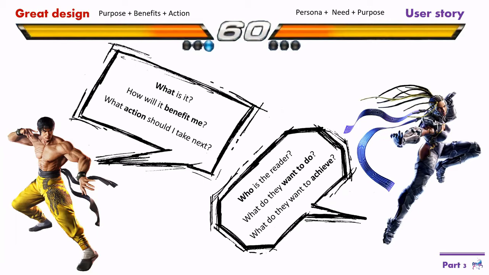If you look at the questions in the speech bubbles, these are the core questions involved in the process. On the left in the UX design process, on the right in the user story creating process. So if you do the design, you ask, what is it? How will it benefit me? What action should I take next? Well, when you compose a user story, it's usually who is the reader, because there is the formula: as a someone, I need to do this, so I achieve that. So what do they want to do?